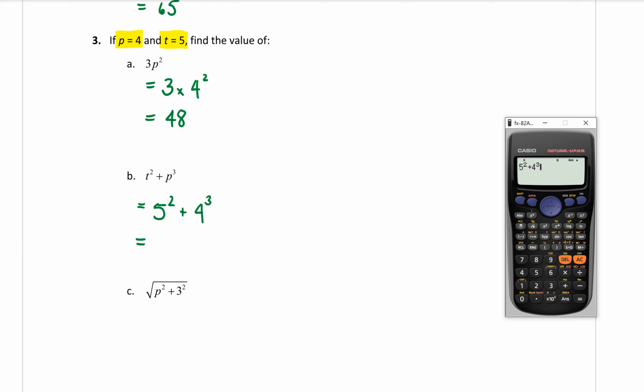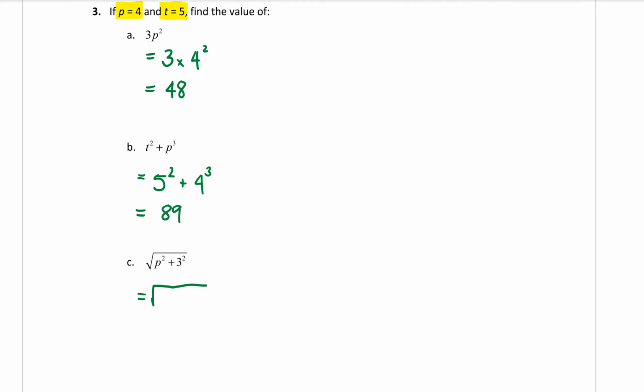Okay, and lucky last, we want the square root. That big thing over the top there is called a square root of P squared plus 3 squared. So let's write down the square root sign. Then the P, we want to replace that with 4, remember, from our original question. So 4 squared for P squared plus, well, that's already a number, so plus 3 squared. And all of that can be typed into the calculator.